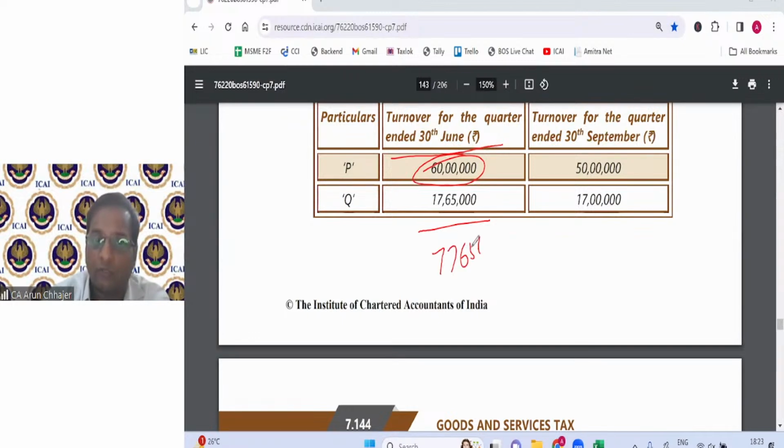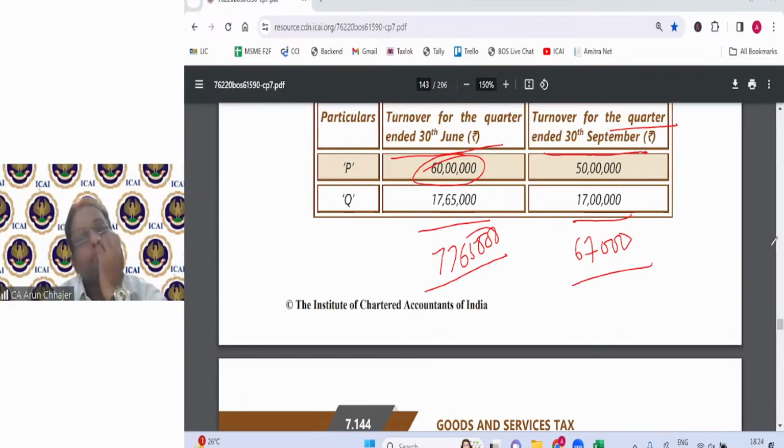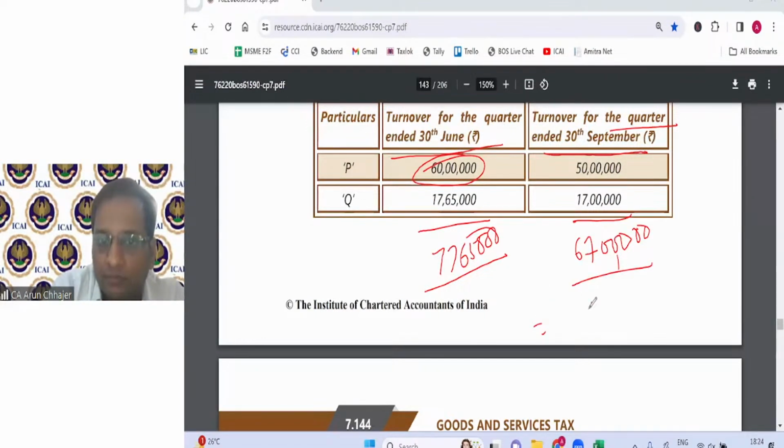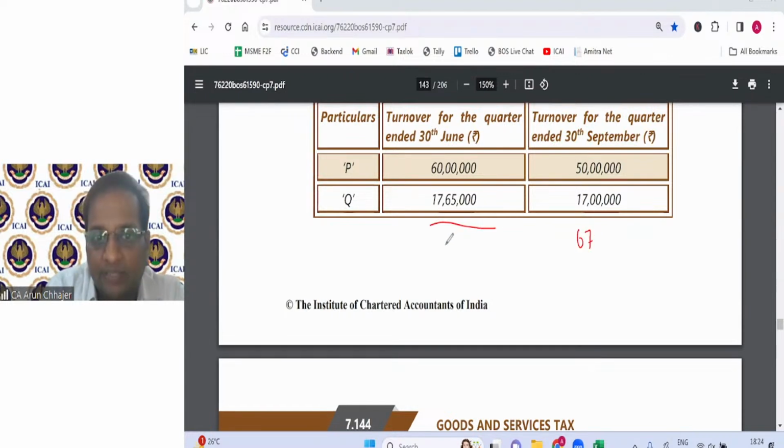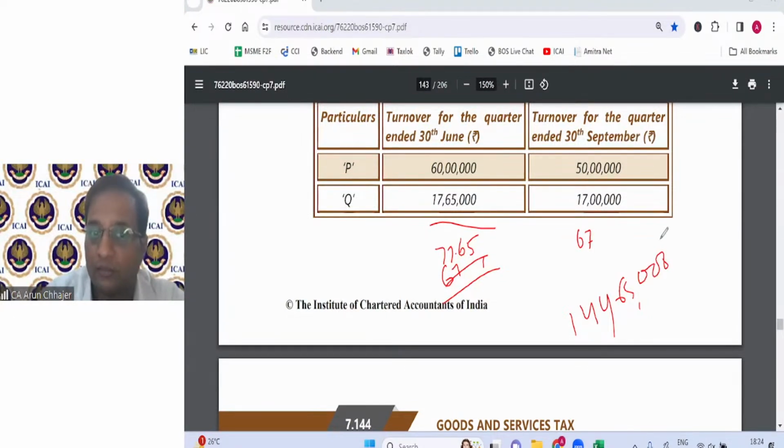What is the total? 77 lakh 65,000. Turnover for the quarter 30th September. What is the total? 67 lakh. ठीक. So कितना हुआ टोटल? 1,44,000. Sorry, it is 77.65. ठीक है. So I can say 1 crore 44 lakh 65,000. 1 crore 44 lakh 65,000 is the total amount of the sale for the quarter till 30th September.